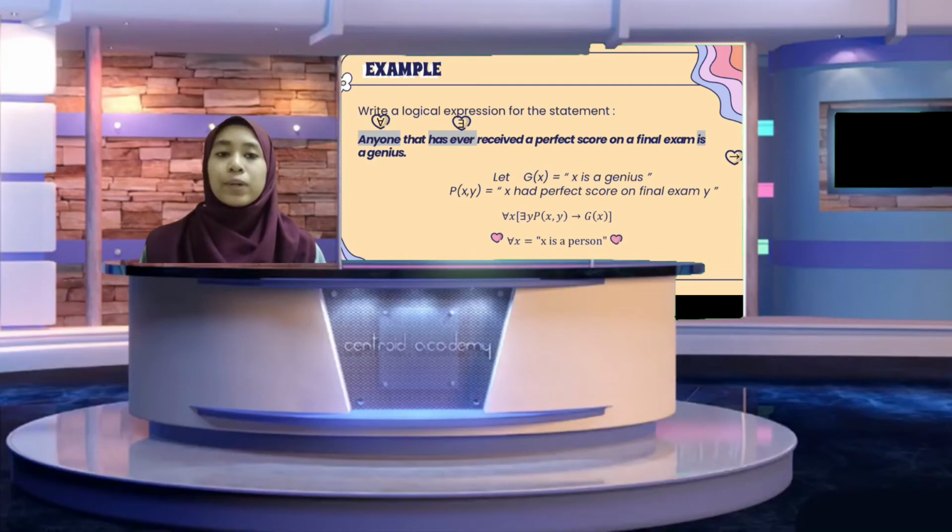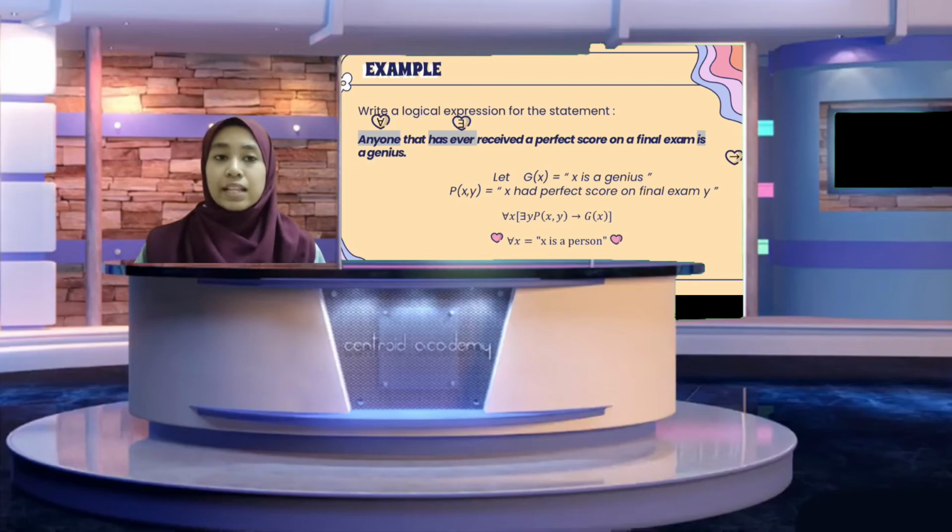So firstly, we can define our own notation. Let g(x) mean x is a genius, and let p(x, y) mean x had a perfect score on final exam y, where x is a person. Then, by using these two things, we can construct a new statement in symbolic form.